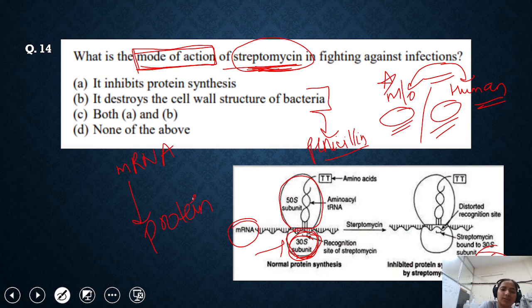So this step will not occur. When there is no protein formation, the microorganism will not survive. It will die. Okay, so it will stop this procedure, and this step is called translation.